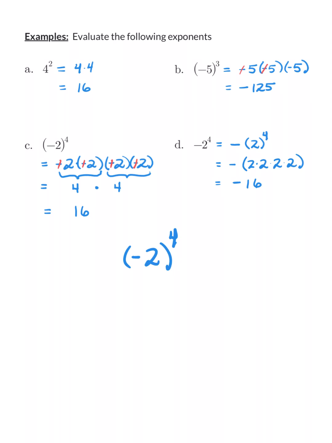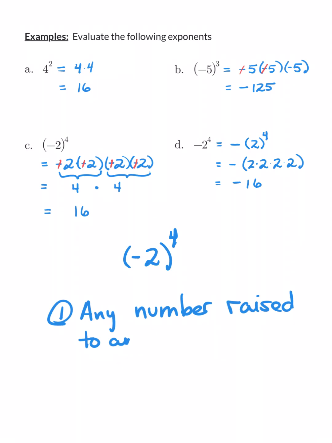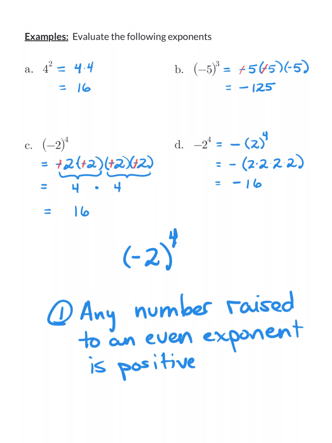But just so you know, we have a couple of basic rules. Number 1, any number raised to an even exponent is positive. So for instance, the A and C, when you raise a positive number to an even exponent, it stays positive. And when you raise a negative number to an even power, it is going to be positive.